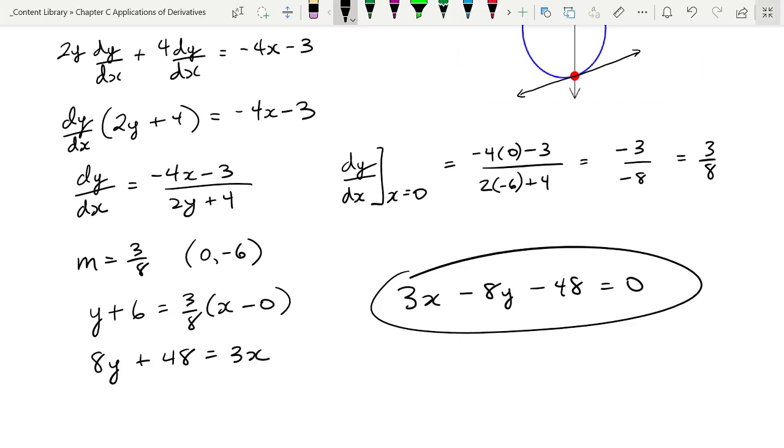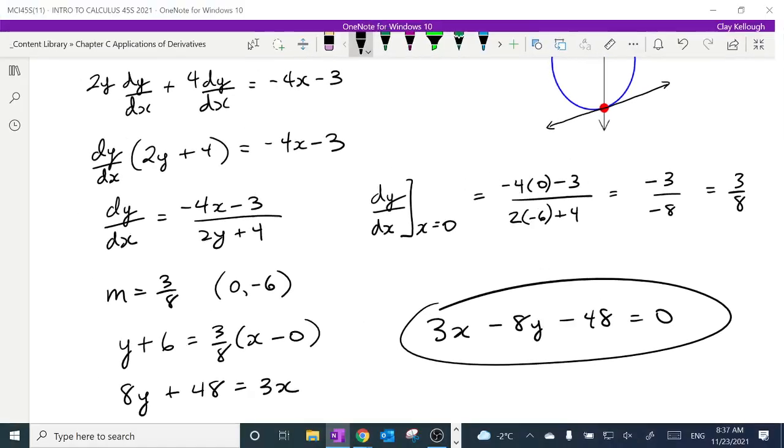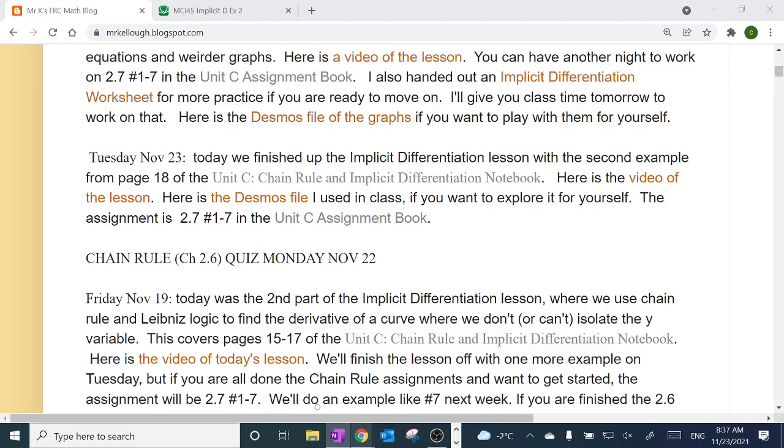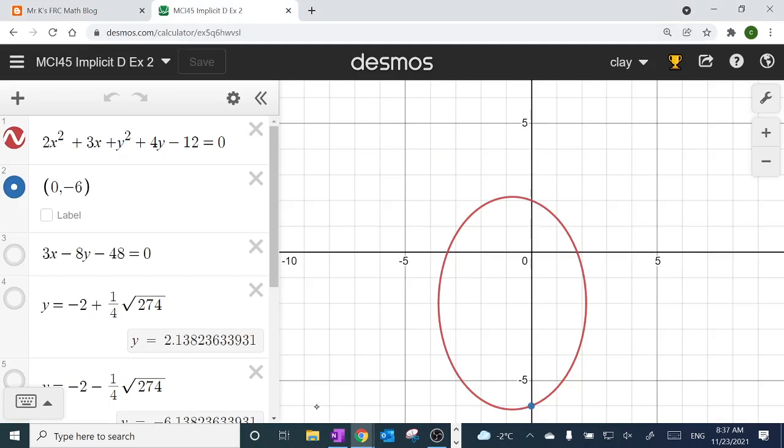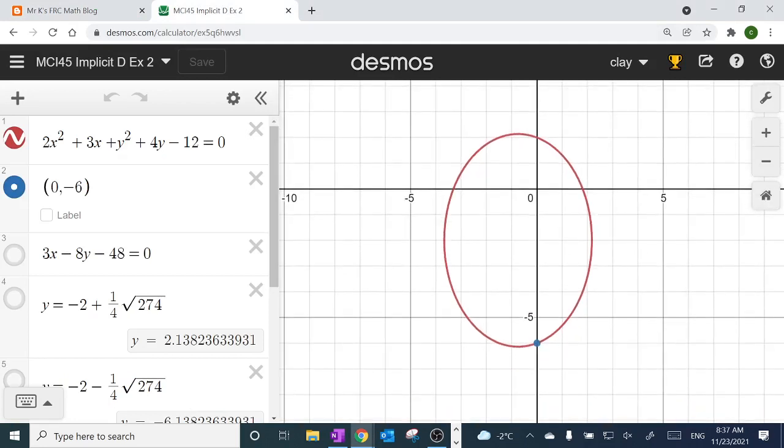Let's check that out on some graphing software. There's the graph. So first of all, there's my ellipse. There's the point that I'm looking for. Now actually, Desmos can't do implicit differentiation, unlike the curves that were explicitly defined, where you could ask it to find f prime of x or y prime. Desmos can't actually do the calculus for us.